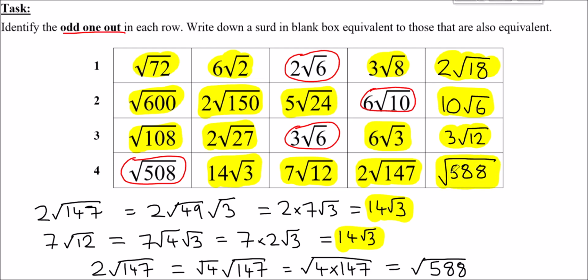So I personally think that's a good activity, gets your brain thinking hard. So those are the ones which are the odd ones out. So for row 1, it's the third one along. For row 2, the fourth column is the odd one out. For row 3, the third one is the odd one out. And for row 4, the first one, root 508, is indeed the odd one out.